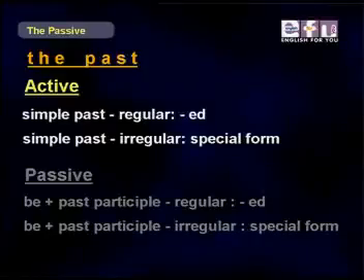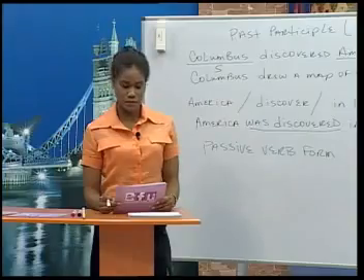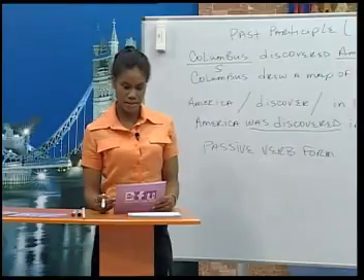For the simple past, regular verbs, we add ed. For simple past irregular verbs, we have a special form. In the passive, we have the verb to be plus the past participle for regular verbs ending in ed. And we have the verb to be plus the participle for irregular verbs, which have a special form. In the passive, the verb be can be in any form, any tense.